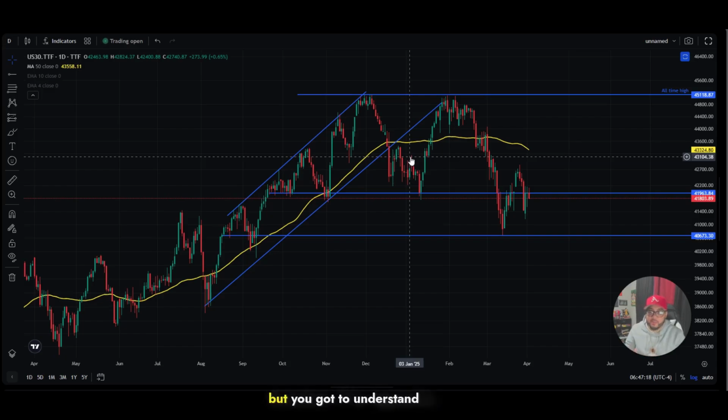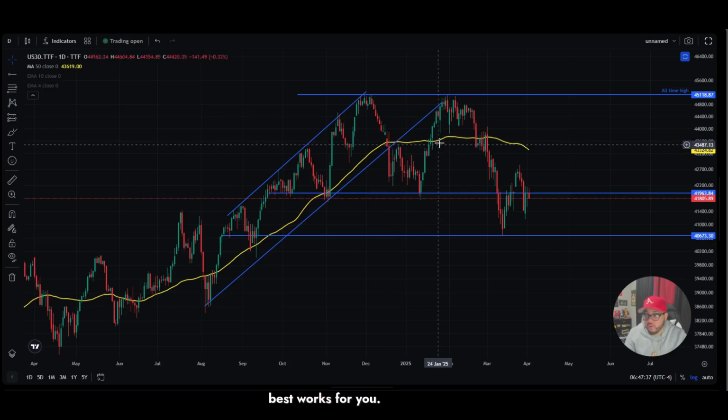Sometimes I'll be aggressive, but you got to understand the risk with that. And sometimes you get conservative and you understand the risk with those, right? Sometimes you're waiting for that retest as a conservative trader and it just doesn't happen, right? And then sometimes you get that break of structure and you're jumping on the break and sometimes it retraces. So there are pros and cons to both. You got to choose what best works for you.